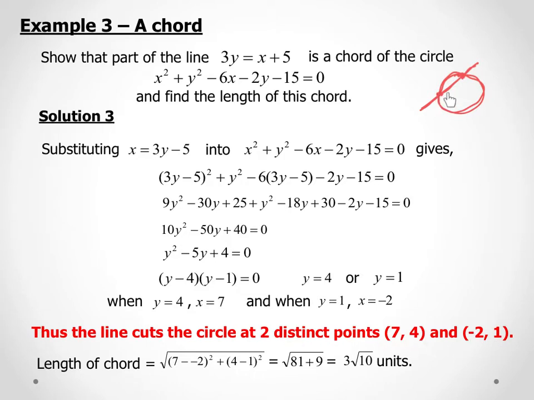So you can imagine these 2 points, we now know their coordinates. And we know that it cuts at two places, so it must be a chord. Now the length of that chord is simply found using Pythagoras' theorem. The difference in x is 7 take away minus 2, which is 9. And the difference in y is 3. And so Pythagoras' theorem tells us that the length of the chord is the square root of 9 squared plus 3 squared, or root 90, which is 3 root 10.